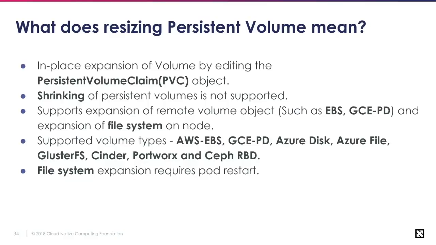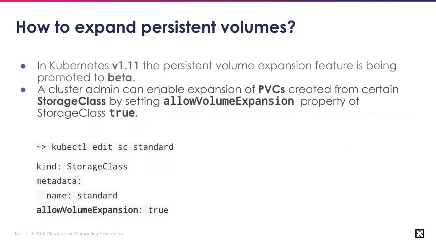In Kubernetes 1.11, we support these volume types: EBS, GCE, Azure Disk, Azure File, GlusterFS, Cinder, Portworx, and Ceph-RBD. One exceptional case is that generally to require file system expansion, you have to restart the pod. That's something that we'll cover in detail in the next slides. Next slide, please.